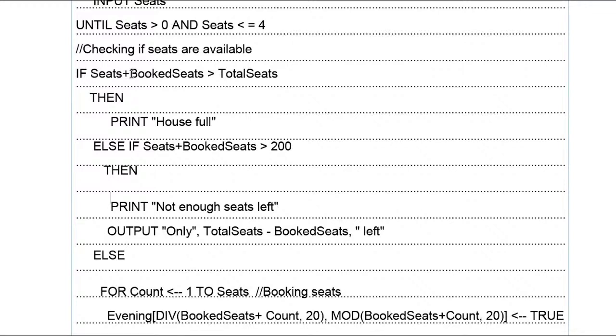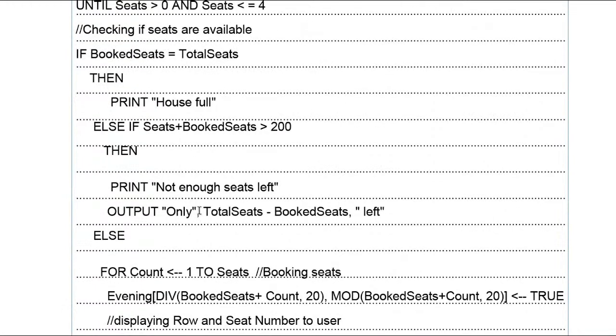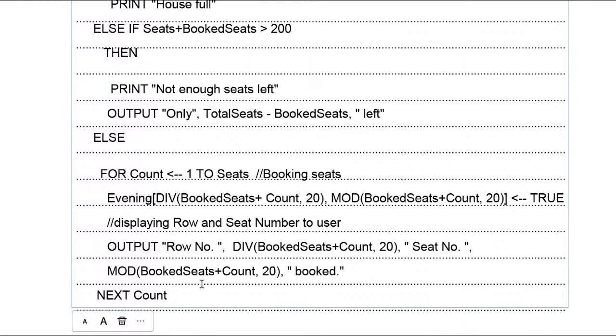Hold on a minute, we should correct it like this: if booked seats are greater than or equal to total seats, technically booked seats cannot be greater than total seats. So if booked seats are equal to total seats, then print houseful. Else if they are greater than 200, then you are going to say, sorry, you cannot book this many seats because only this much is left. And if both of these criteria do not match, then you are going to give them an option to book their seats.